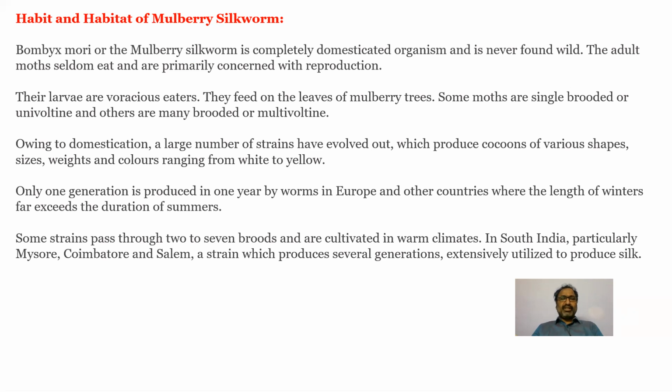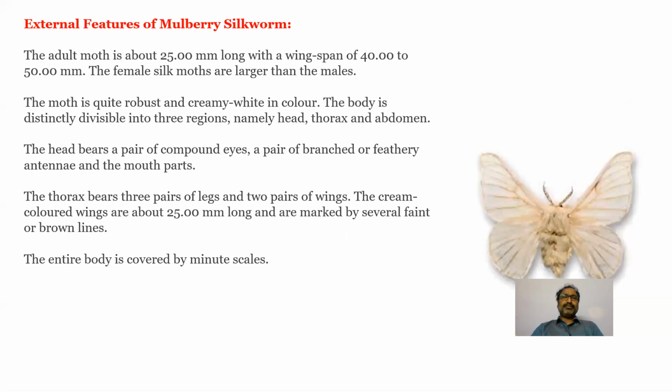And some more strains are there. They will pass through 2 to 7 broods and are cultivated in warm climates, especially in southern parts of India, particularly Mysore, Coimbatore, Salem. You might have heard these cities are famous for varieties of silks, a strain which produces several generations, extensively utilized to produce silk.